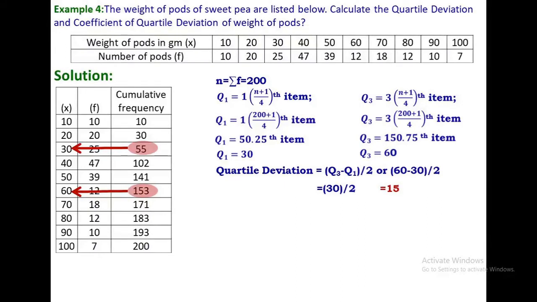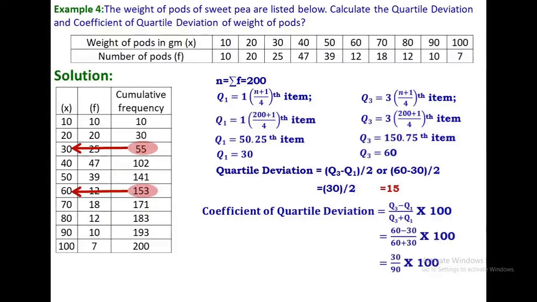Now, after putting the values of quartile 3 and quartile 1 in the quartile deviation formula, we can find out that 15 is the value for quartile deviation, and we can also calculate the coefficient of quartile deviation with the help of these values, and in this example it is 33.33.